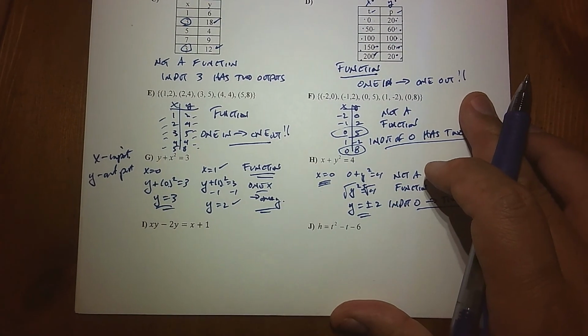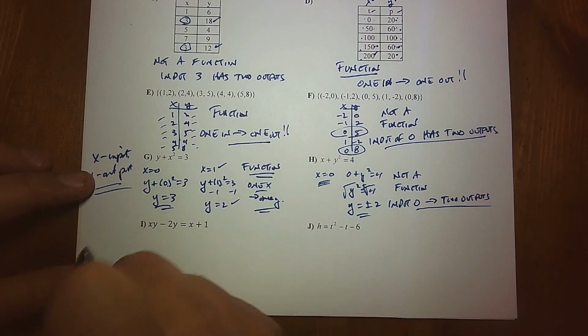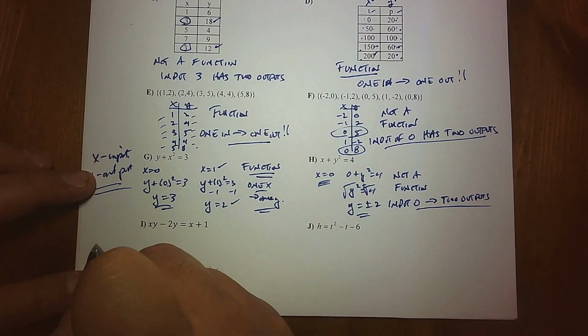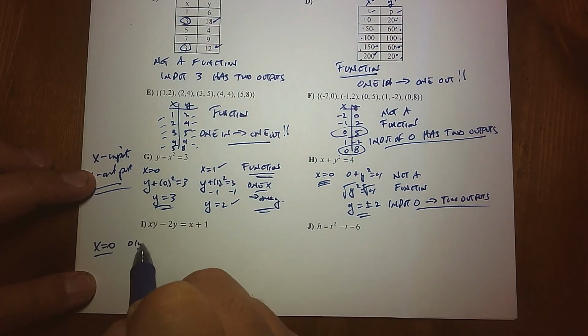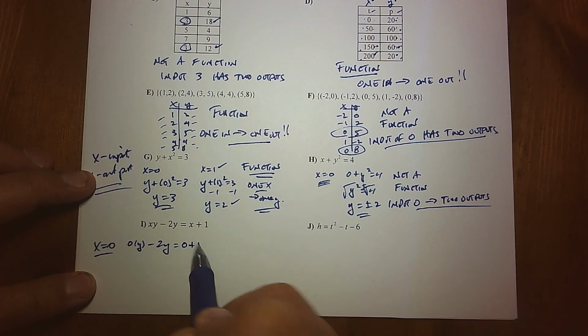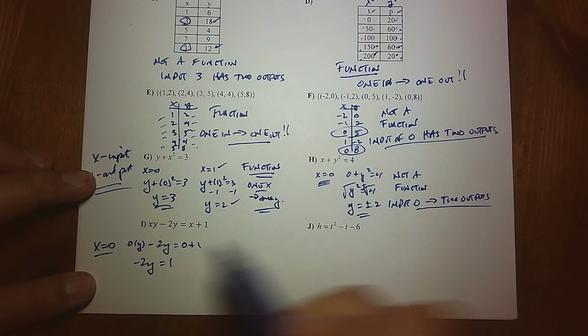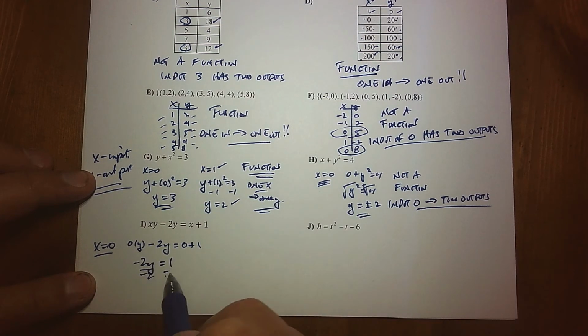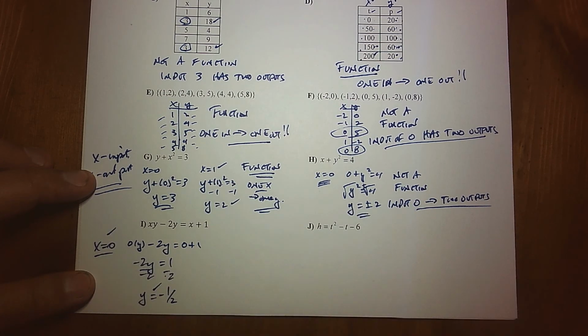All right, this looks like a train wreck, but don't be scared. Just follow the rule, right? Let x equal something. So how about I let x equal 0? When I do that, I get 0 times y minus 2y equals 0 plus 1. Anything times 0 is 0, so we get minus 2y equals 1. Divide both sides by negative 2, and we end up getting negative a half. So one thing in, one thing out. Seems to be behaving like a function.